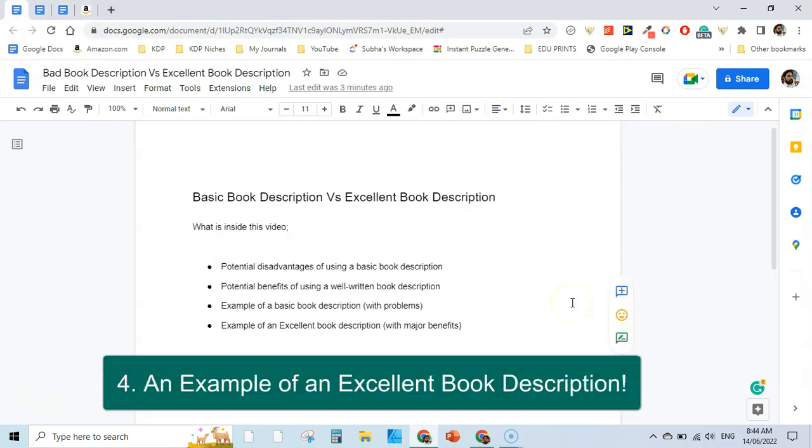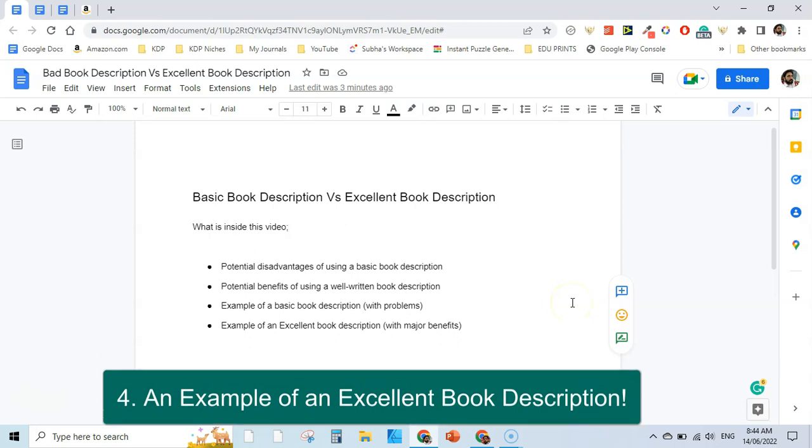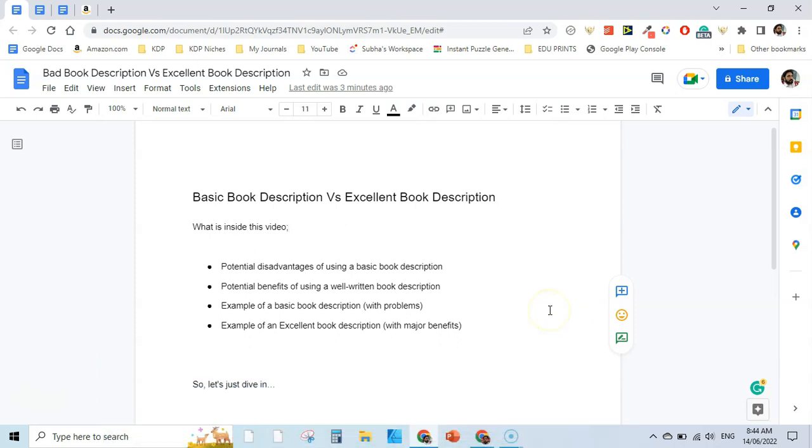Next, I will show you an example of an excellent book description I have taken from a book that is selling, I think, hundreds of copies per day. What is making that book so successful, we will be discussing in detail ahead. So don't skip any step, because your book description is going to make you hundreds of copies sold per month.